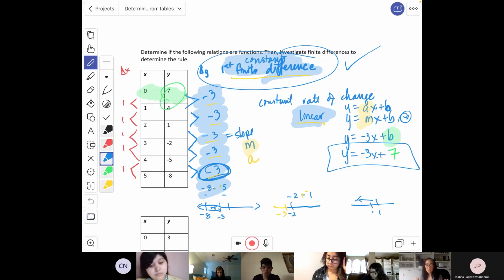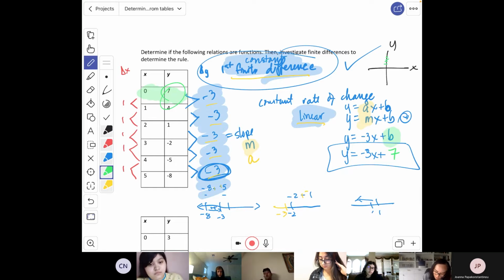Does everybody see how to get that rule? Yes? Any questions on that? Because we're about to move away from this. But we needed to refresh our memories about this. And then, of course, if we really wanted to graph this, we would take this y value of the y-intercept, and then we would rise and run the slope. Right? And that's how we'd get the graph.